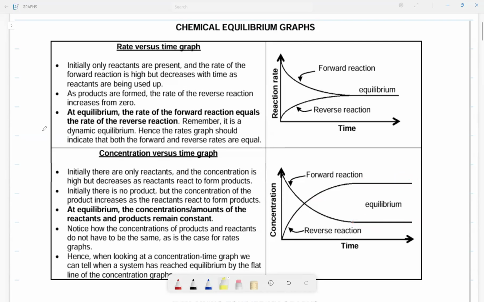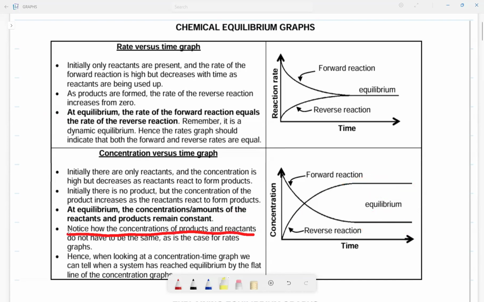Now let's look at what they say. Initially, there are no products, but the concentration of the product increases as the reactants react to form products. At equilibrium, the concentration or amount of the reactants and products remain constant. Remember, we have two definitions. The first one talks about the rate. The second one talks about the concentration. The first one says at equilibrium, the rate of the forward reaction equals the rate of the reverse reaction. The concentration one says at equilibrium, the concentration or amount of the reactants and products remain constant. They are not necessarily the same. They can be the same, but they are not necessarily the same. What's important is that they are constant, okay?